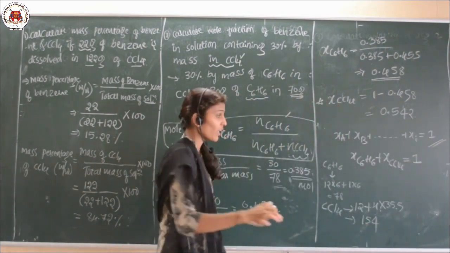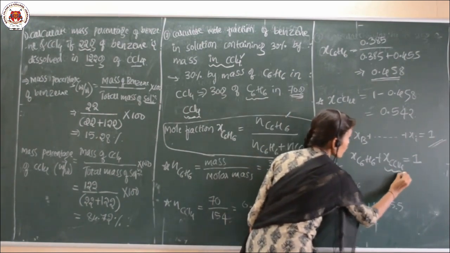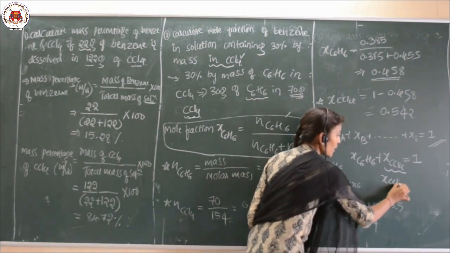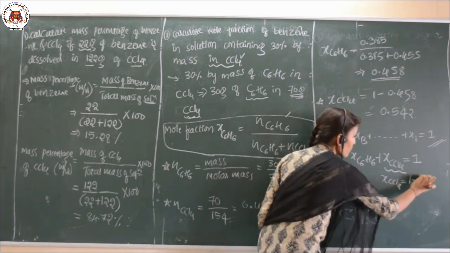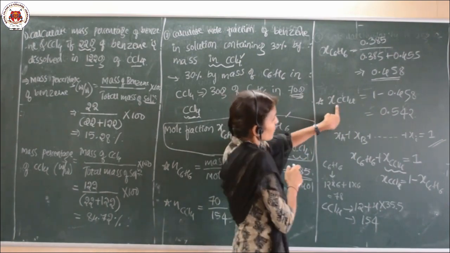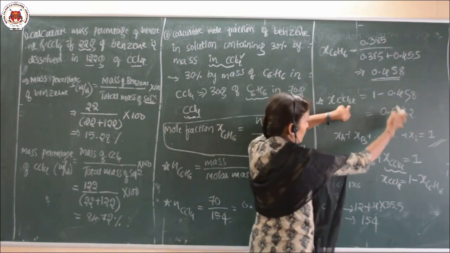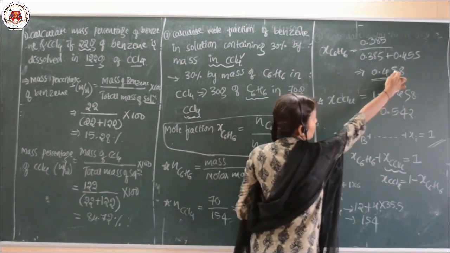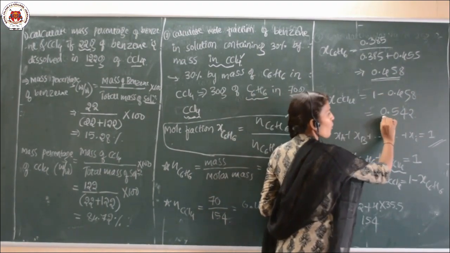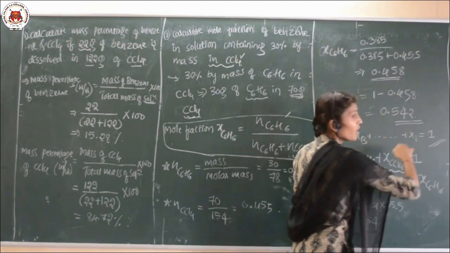So what do I need to calculate? The mole fraction of the CCl4. So what happens? The mole fraction of CCl4 is equal to 1 minus the mole fraction of the benzene. That is 1 minus 0.458, which we have calculated. So here you are going to get 0.542 as your answer. Okay.